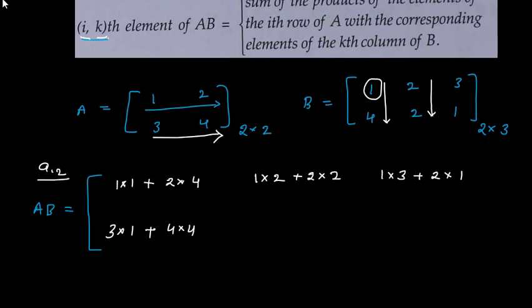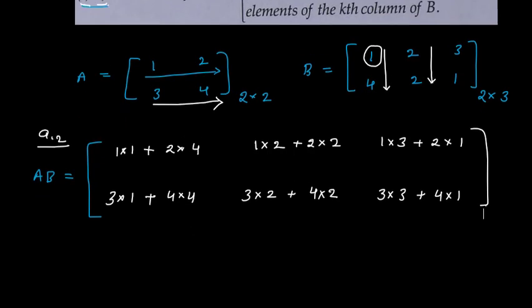Okay. Then this 3 is multiplied by 2, 3 into 2 plus 4 into 2. And last here it is 3 into 3 plus 4 into 1.